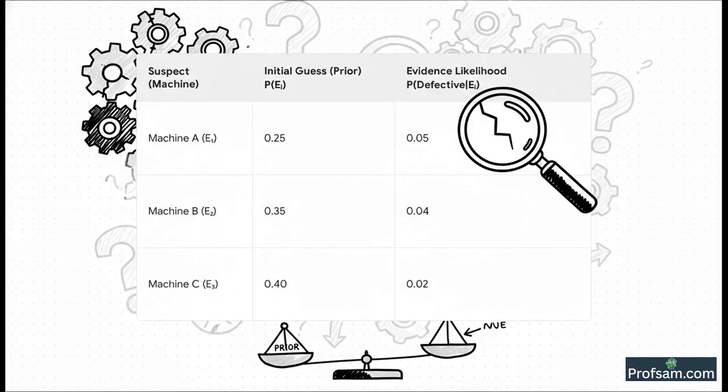First step, always, organize the clues. Let's put everything neatly in a table. Our suspects are the machines. The prior probability is just their share of manufacturing, which we'll write as decimals. The evidence likelihood is the probability that that specific machine would produce our evidence, which is a defective bolt. I'm telling you, getting this table right is half the battle won.